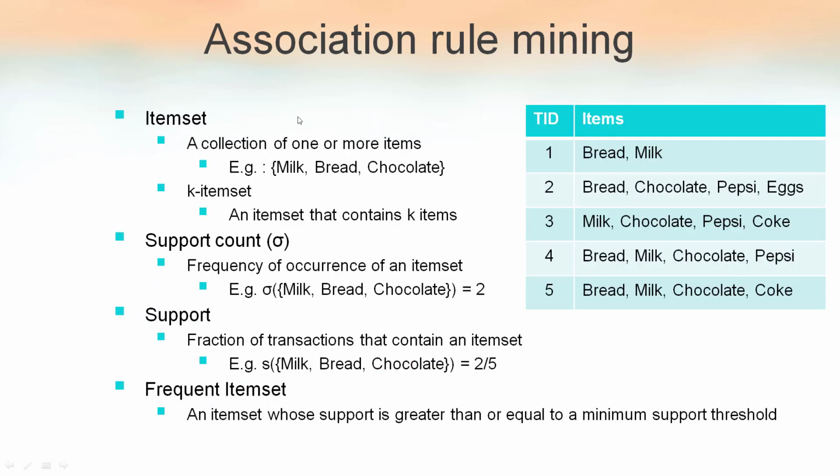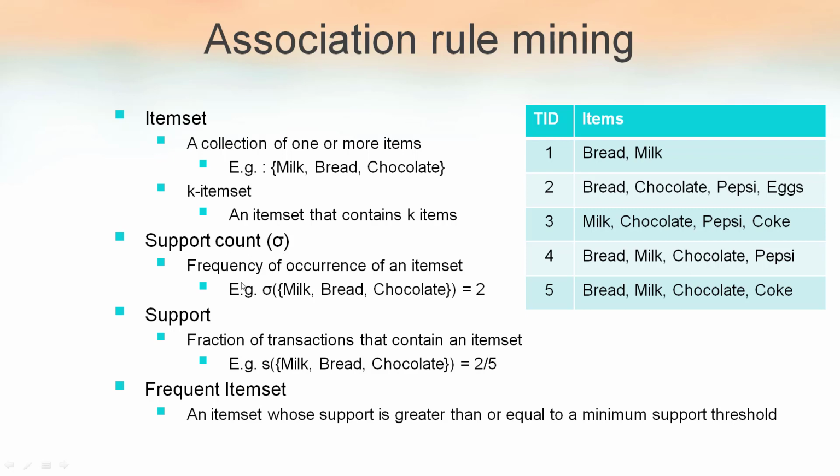First is item set. A collection of one or more items is called an item set. Example, milk, bread, chocolate. This is called a 3-item set. A k-item set means an item set that contains k number of items, that is called a k-item set.